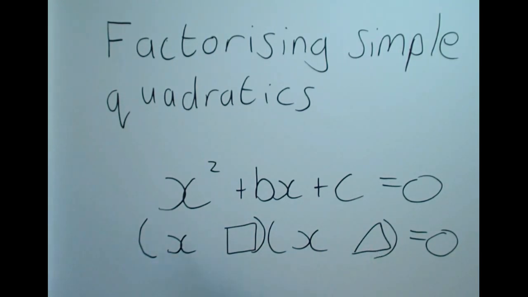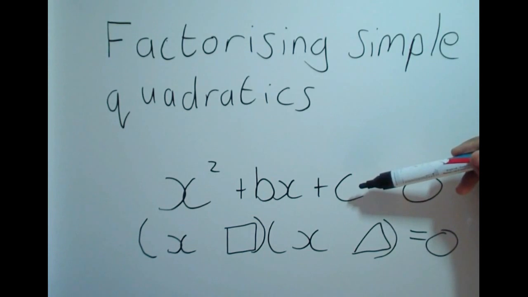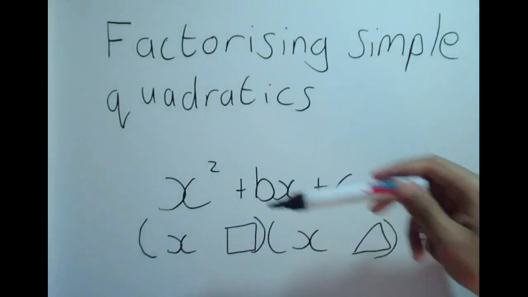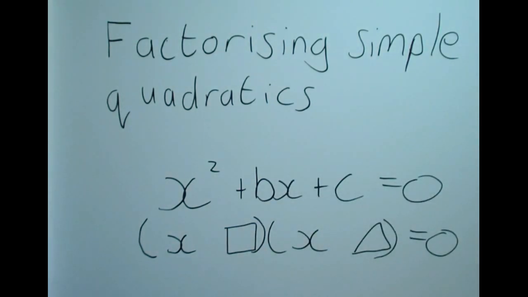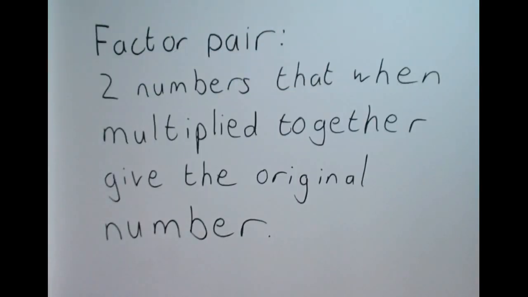Now, how to figure out what these numbers are or what signs these are is we need to look at the factors of this number and the sign of this number and that number. So, first let's remind ourselves what a factor is. We will be looking at factor pairs, so let's give a definition for a factor pair. A factor pair is two numbers that when multiplied together give me the original number.